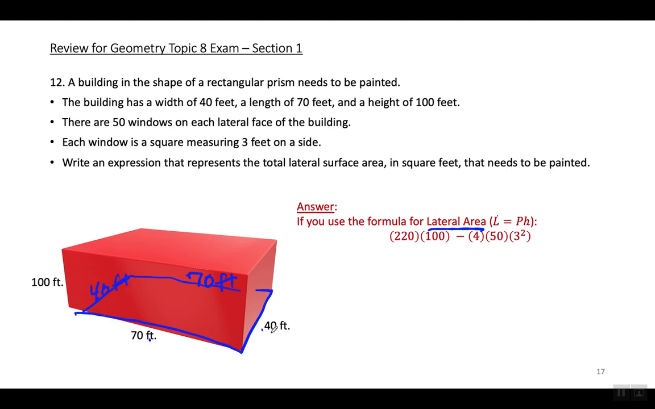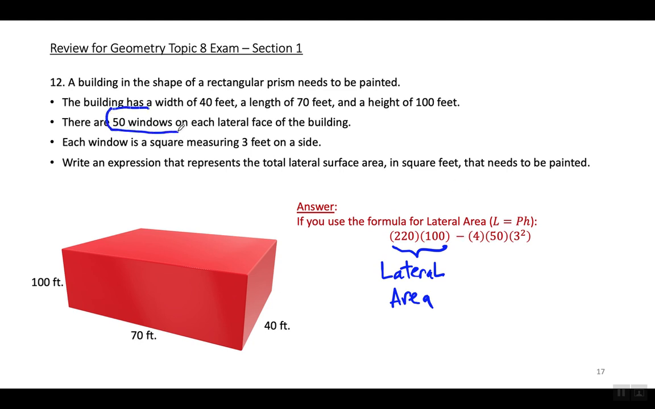If you add the perimeter of the base, 70 plus 40 plus 70 plus 40, that would be 220, and then you have to multiply it times the height of the rectangular prism, which is 100. So this right here is the lateral area that needs to be painted. However, now we have to subtract the area of the 50 windows.